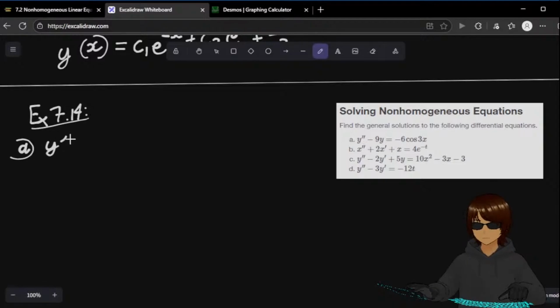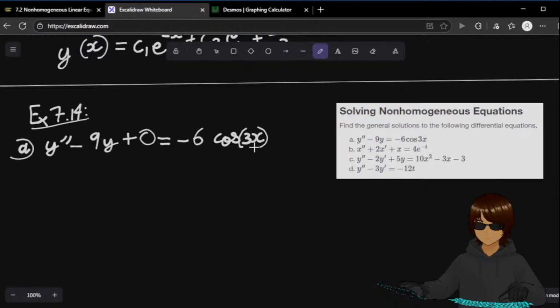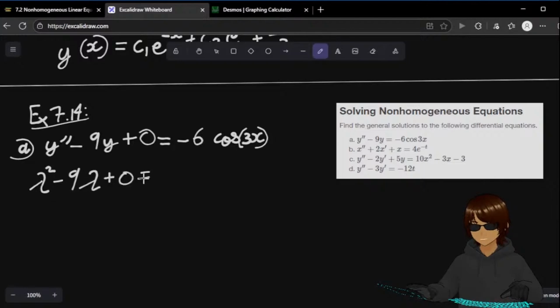Okay, let's see. So we have 9y minus 6 cos bx. Let's do this in blue. So this is the complementary equation.